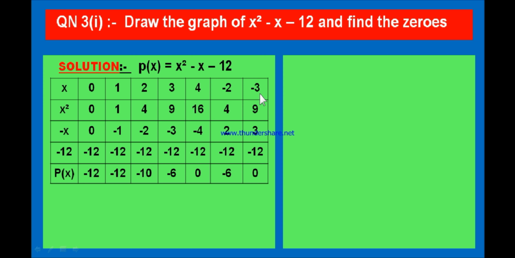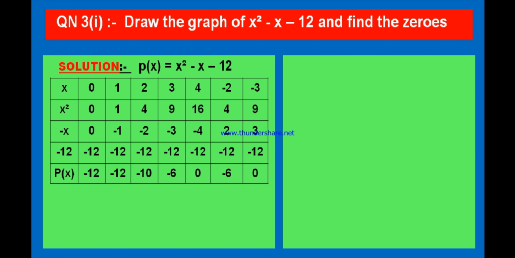Next take x is equal to minus 3. Then (x square minus 3) whole square is plus 9. Minus x, minus of minus 3 is plus 3. And this is minus 12. 9 plus 3 is plus 12, and this is minus 12. 12 minus 12 is 0. Now, after getting both zeros, you may stop giving values for x. You can stop drawing the table at this position.